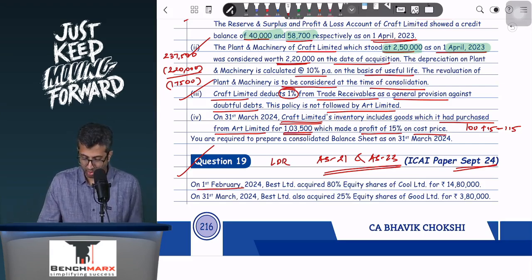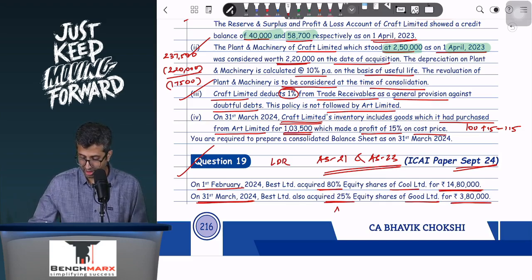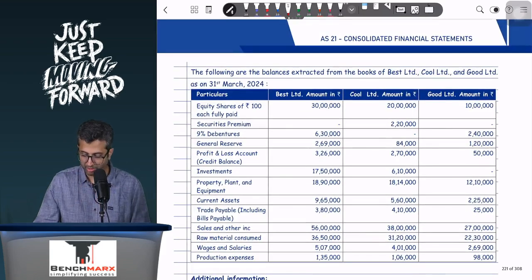Now, on 1st of February 2024, Best acquired 80% of equity shares of Cool for 14 lakh 80. Now, this was acquired on 1st February 24, 80% shares, and hence this is a subsidiary. On 31st March 24, that is the very last day, Best also acquired 25% of the equity shares of Good for 3 lakh 80. Now, at 25%, this is an associate relationship. At 80%, well, this is a subsidiary relationship. Okay. Now, the following are the balances extracted from the books of Best, Cool, and Good. Best is the parent, Cool is the subsidiary, and Good is the associate.